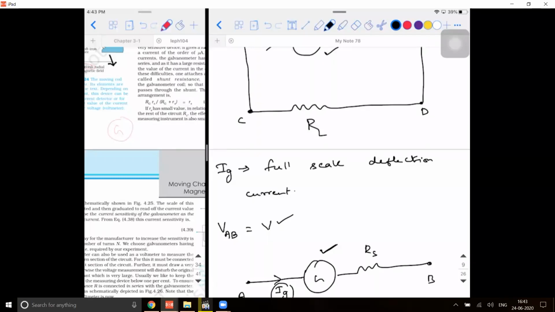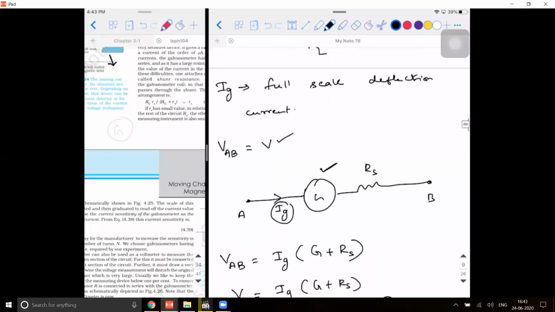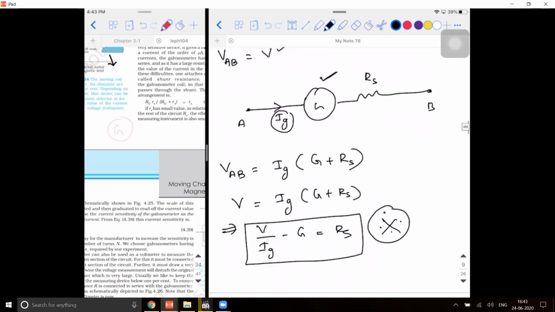So sometimes they'll ask a question like this: how is a galvanometer converted to a voltmeter? It means you have to write all the theory part which I explained to you. Okay. So if you're clear with this, I can go to the next part.